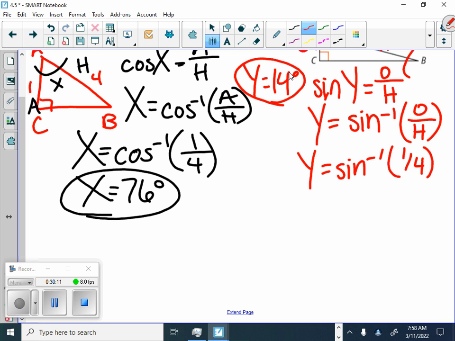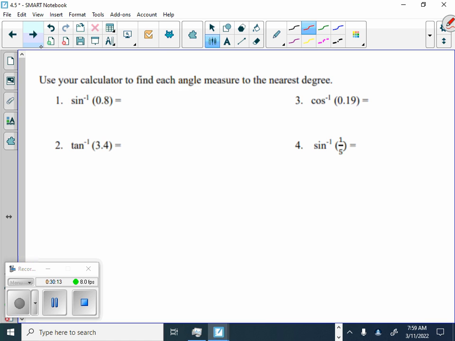Practice for these next ones, you're just practicing punching it in the calculator, okay? So round for all of those, round to the nearest degree. So you're just practicing punching it in.